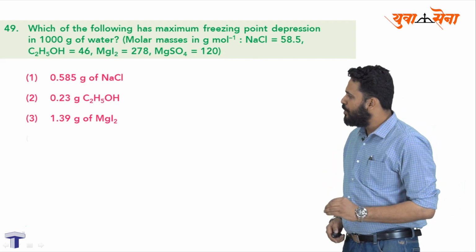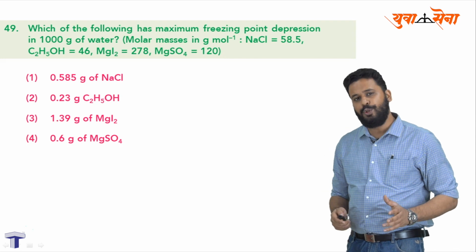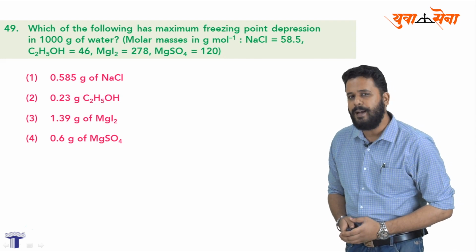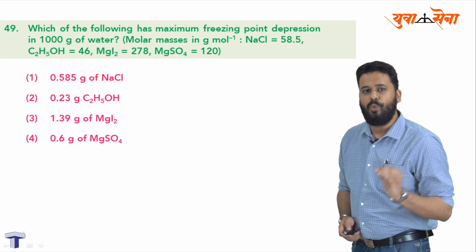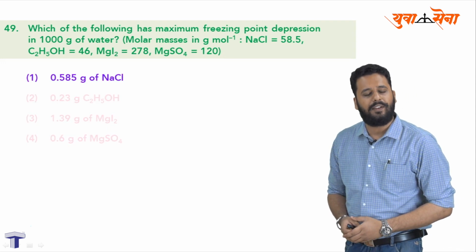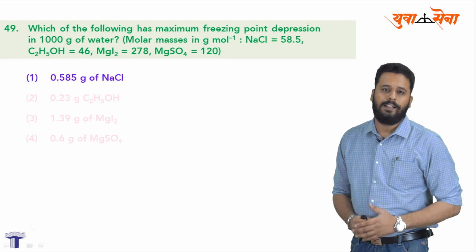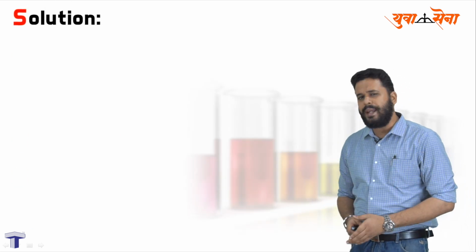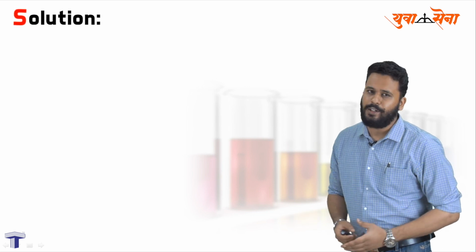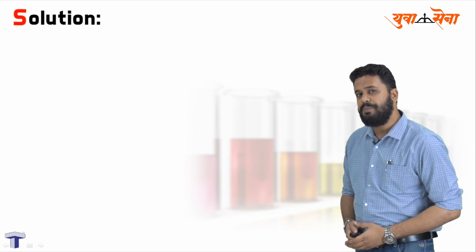These are your options, and according to the solution key, the correct response for this question is option 1, that is 0.585 grams of NaCl. That is the correct answer. Let's quickly take a look at the solution and see why the first option is the correct one. It's a very simple MCQ, students.